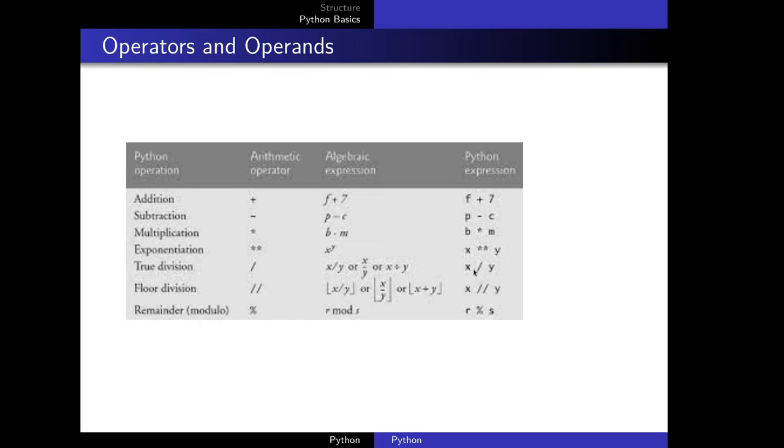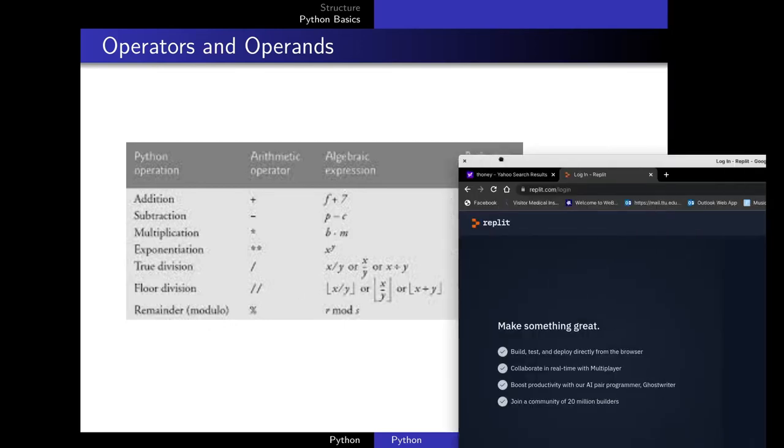Then division is given by the forward slash, floor division is given by two forward slashes, and the remainder operation is given by the percentage sign. So let's look at some examples of these.